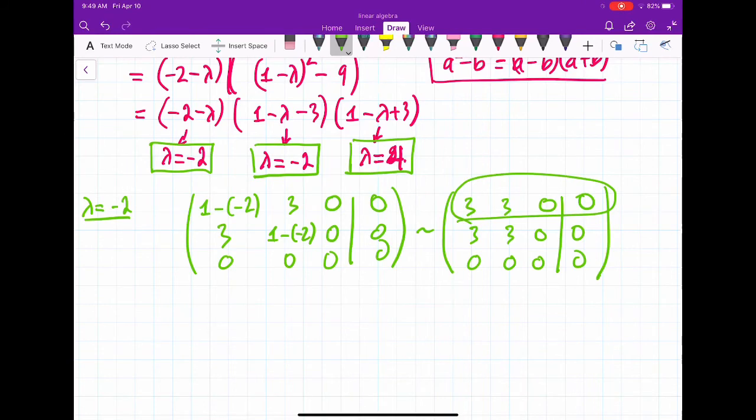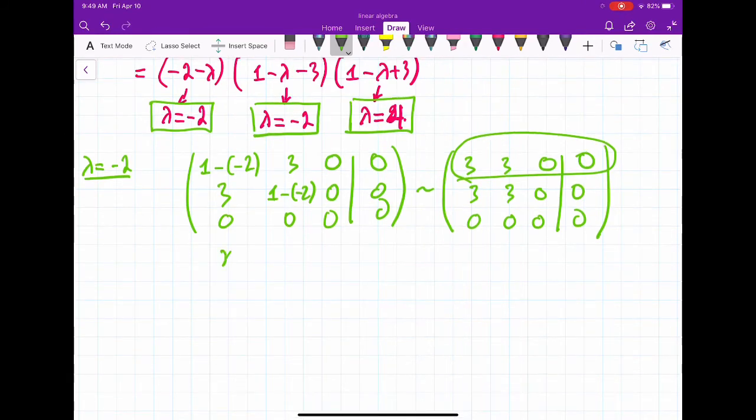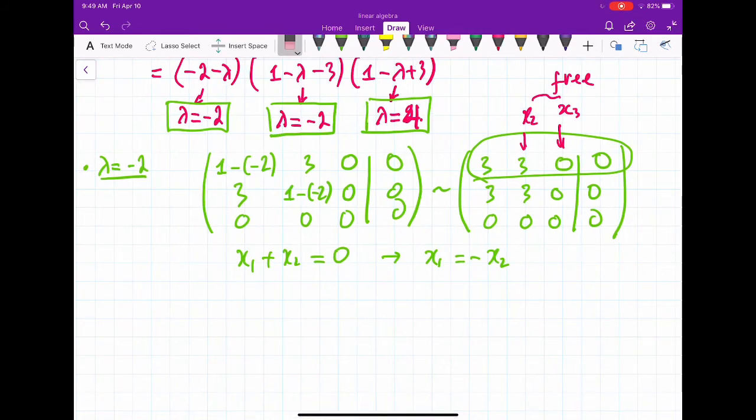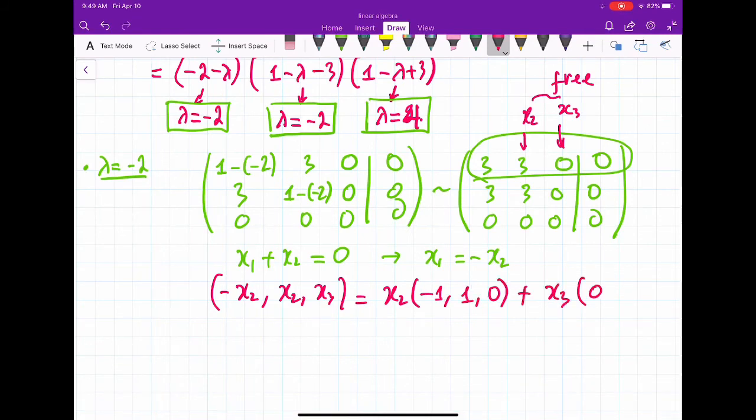Let's pick the first one. So I have x1 plus x2 equal to 0. From here I get x1 equal to -x2. And of course, you can see this. Actually, we have x2 and x3 right here. They are free variables, right? So I can write the general solution. It looks like this: -x2, x2, and x3. And if you separate x2 and x3, you get x2 times (-1, 1, 0), plus x3 times (0, 0, 1).